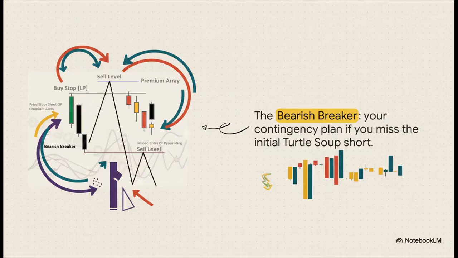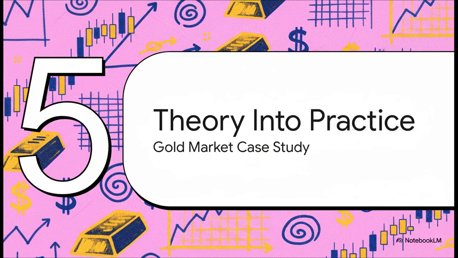And you guessed it, just like on the buy side, there's a contingency plan for shorts. If you miss that perfect turtle soup entry at the high, you just wait. Once price breaks down and takes out a recent short-term low, that broken low now becomes a bearish breaker. A little rally back up to that level gives you a perfect second chance to get short or even add to your winning position.